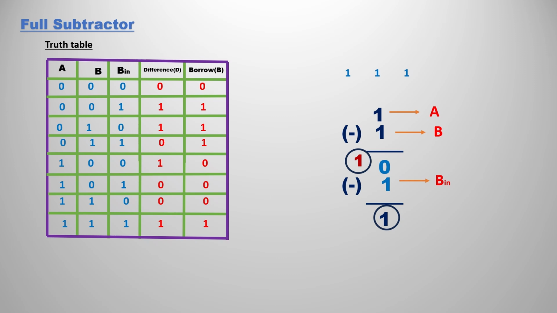Let's see the last one, 1 1 1, so that you can understand more clearly. We subtract 1 minus 1, that is A and B. We already saw this column-wise and row-wise. After subtracting that, we get 0. Again we subtract the difference from the B in. The difference is 0, so 0 minus 1 is 1, and the borrow will also be 1. So the difference is 1 and the borrow is 1. Fill in the remaining rows according to this and complete the table.